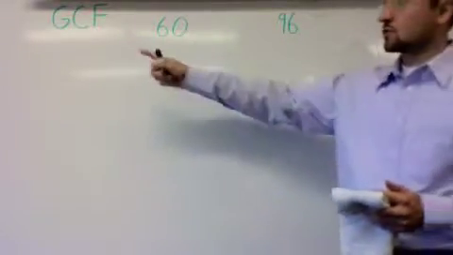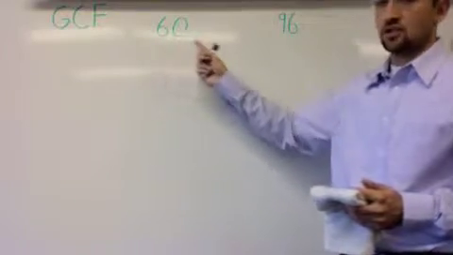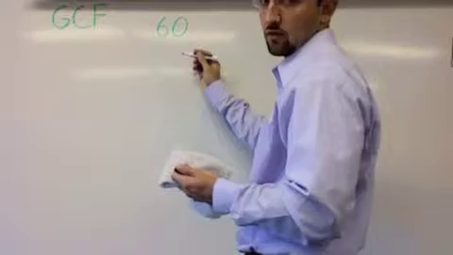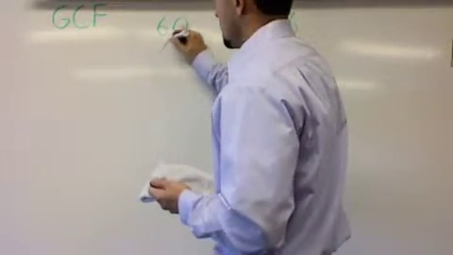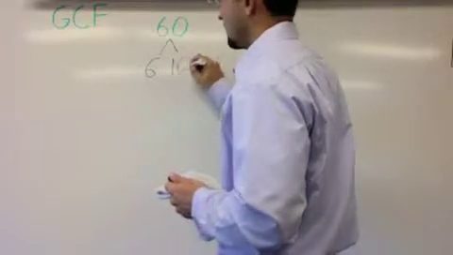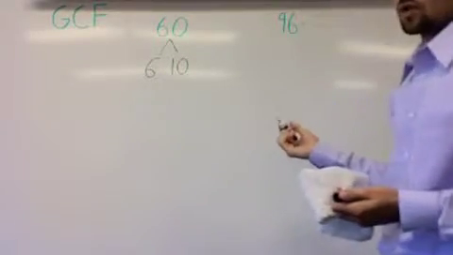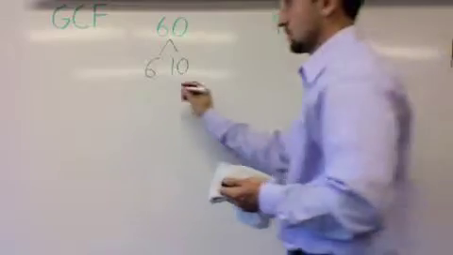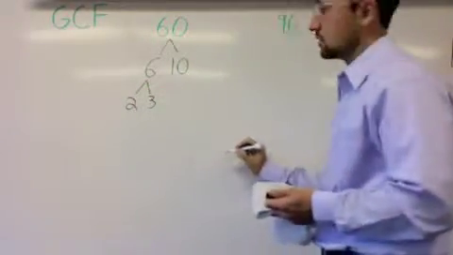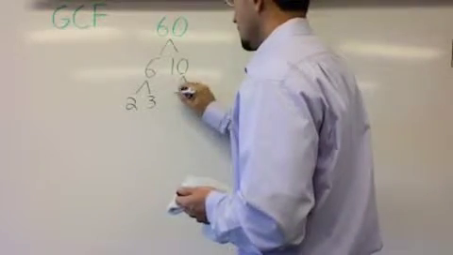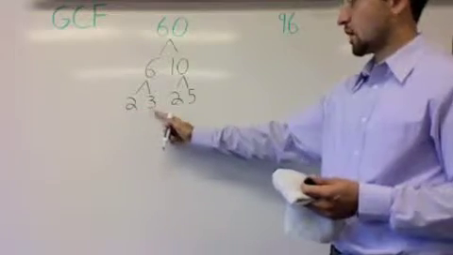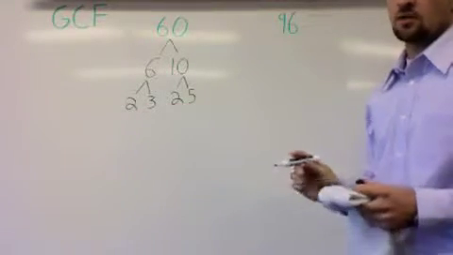So let's say we want to find the GCF of the numbers 60 and 96. We'll start with 60. I'm going to list out the factors and make a factor tree. Well, I know automatically that 6 times 10 equals 60, but they're both composite numbers, so we still have to break them down. That'll leave me with 2 times 3 here, and 2 times 5 over there. Now I know prime number, prime number, prime number, prime number, so I'm finished there.